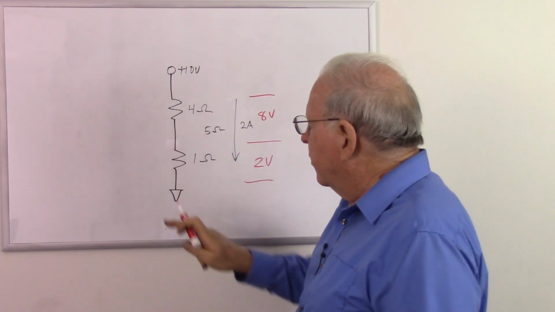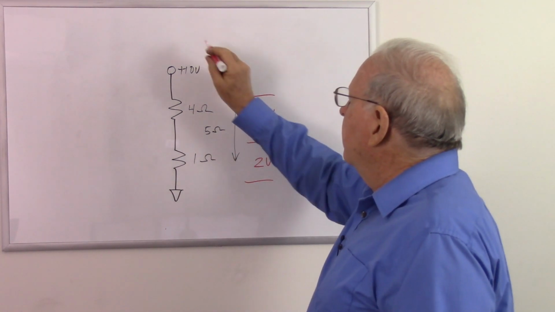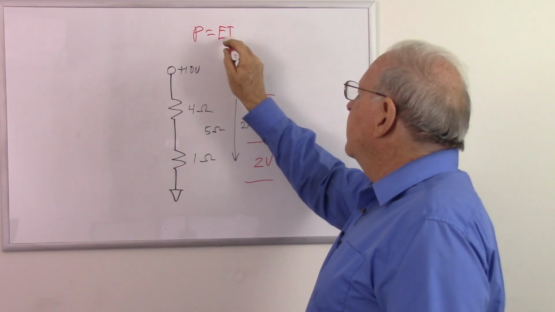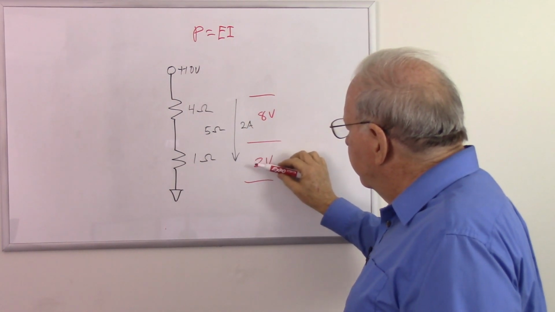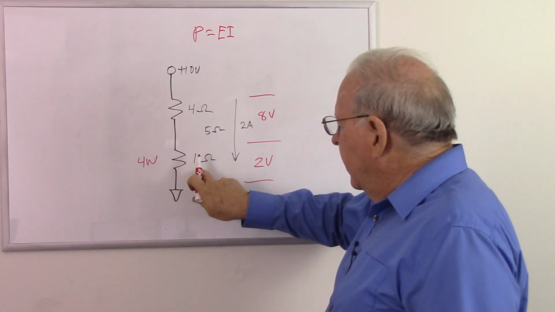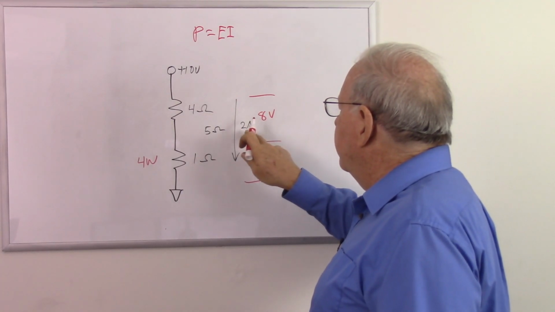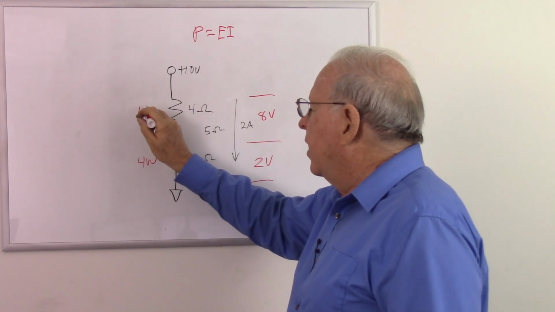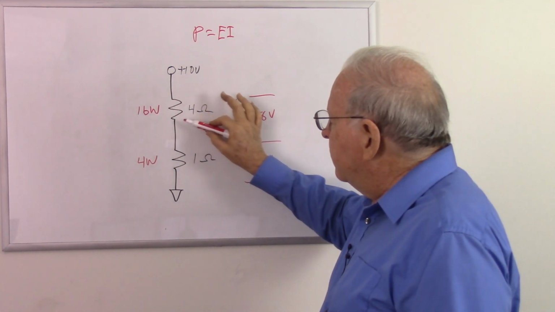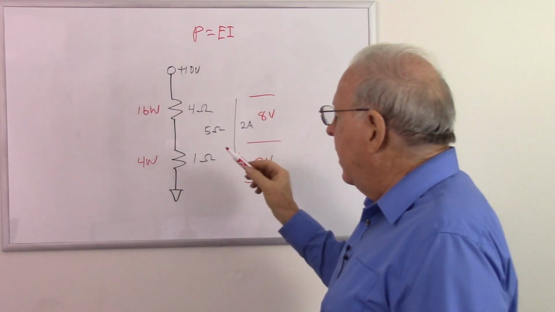I'll write the power over here. So I have 2 volts, 2 amps. So power is equal to voltage times current, or E times I. So 2 volts times 2 amps gives us 4 watts in the load. How much do we have here? Well, we have 8 volts and 2 amps. That's going to give us 16 watts. So in this case, we have 4 times as much power in the output impedance as we do in the load impedance. We're not efficiently moving that power.